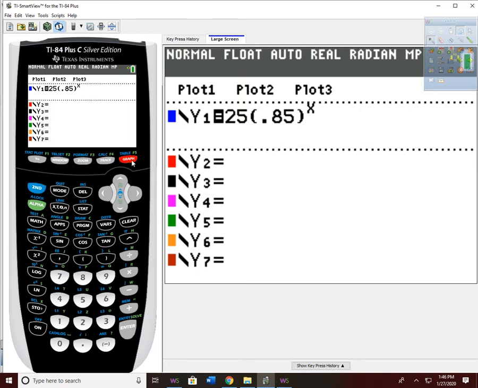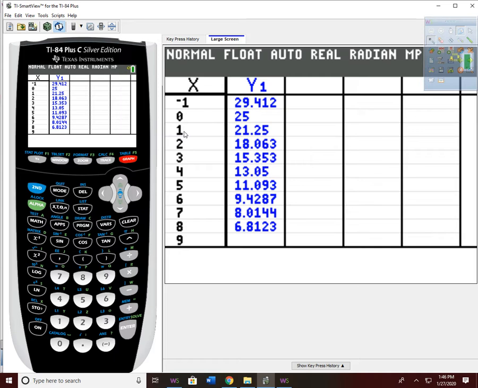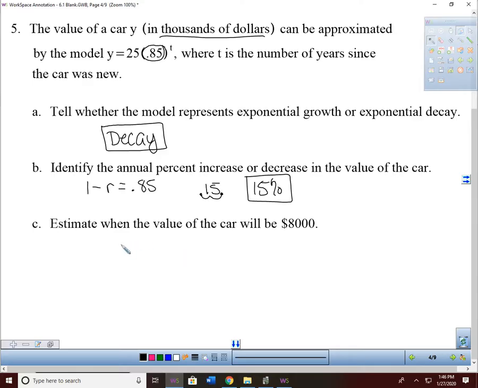One would go to your table. Okay, so after 1 year, I'm down to 21,000. 2 years, 18,000, so on and so forth. So I'm looking for when I have a value of 8,000. So in year 6, I'm still worth over 9,000. In year 7, I'm worth over 8,000. And in year 8, I've dropped down to $6,800. So right here in year 7 is when I reach a value of 8, so 7 years. And remember, these are in thousands. That's important to think about.